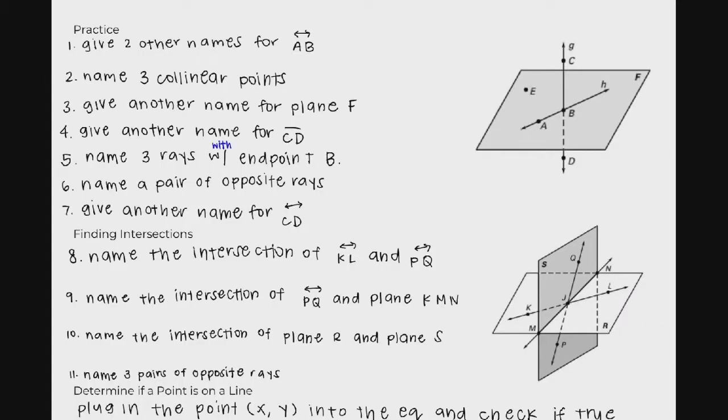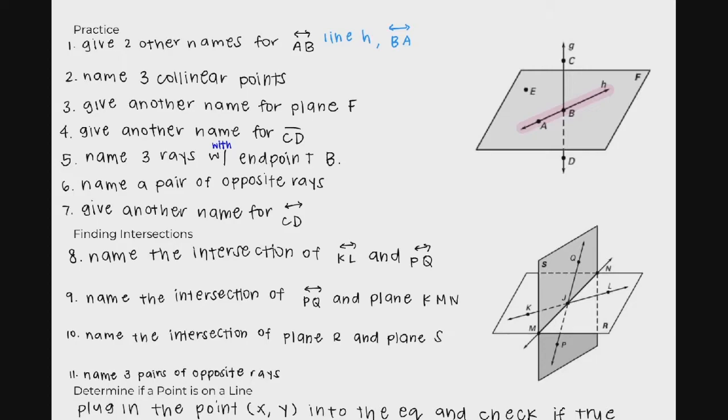So here we have an example. The first question asks, give two other names for line AB. So line AB is right here, and if you remember, one of the ways to name the line is by calling it the lowercase letter, so we can call this line h. And another way is to flip the order of the capital letters. So we can also call this line BA.